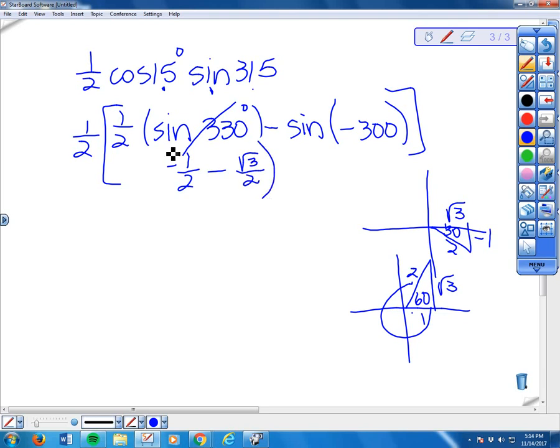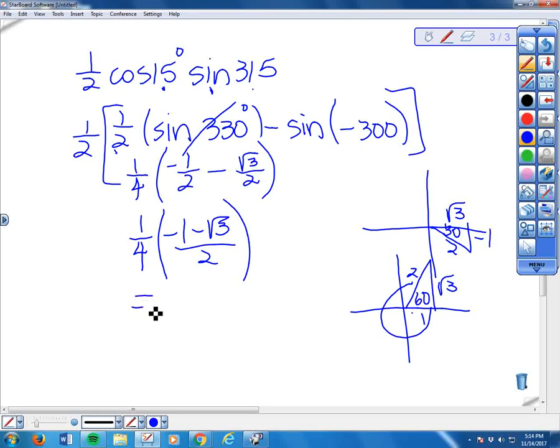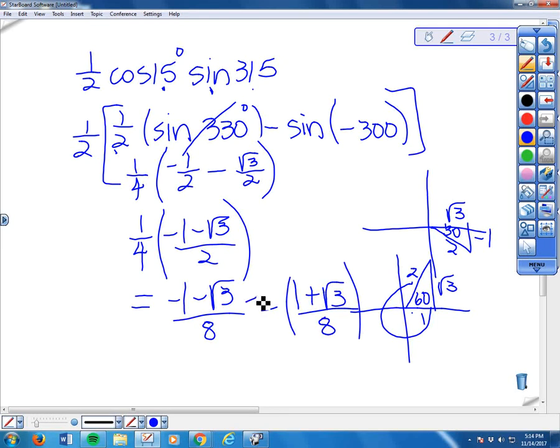All times 1/4. Just 1/2 times 1/2. So I have 1/4 times negative 1 minus the square root of 3 all over 2, which is negative 1 minus the square root of 3 all over 8. I could also pull a negative out and have it be negative 1 plus the square root of 3 over 8. So these are identical.